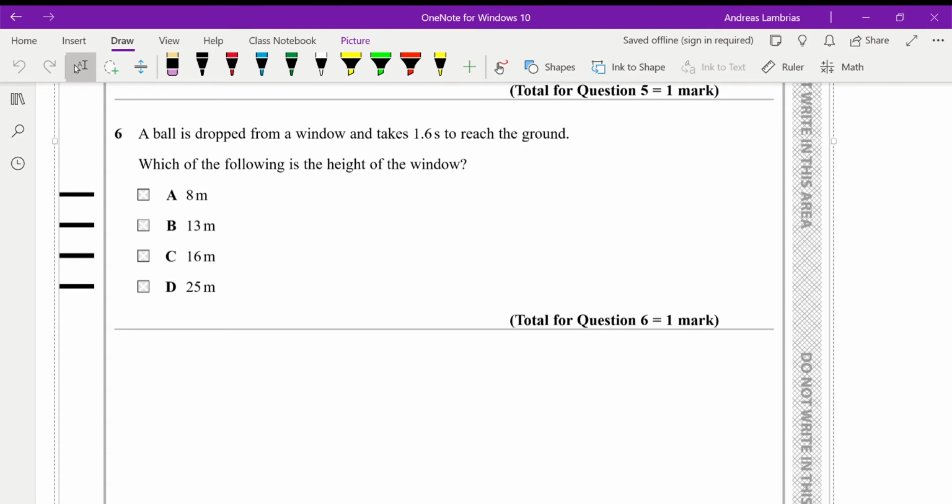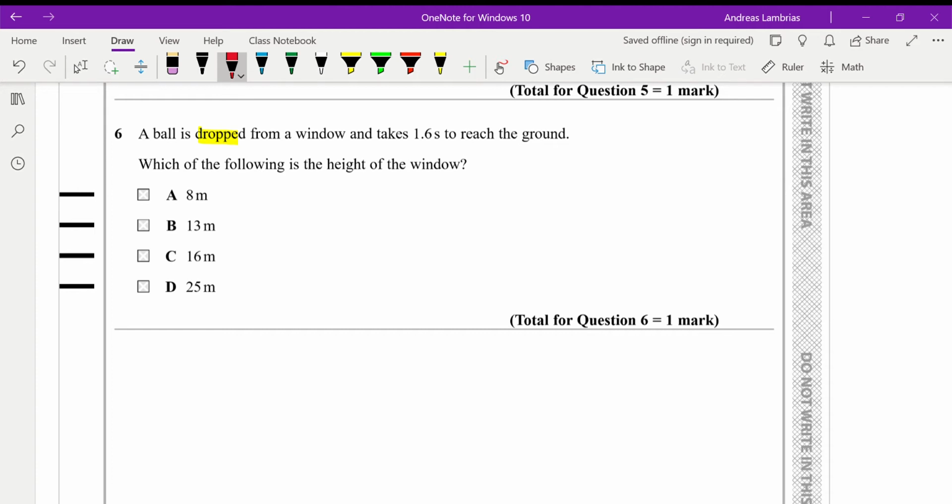Okay, so question 6. A ball is dropped from a window and takes 1.6 seconds to reach the ground. So first we need to identify what kind of motion that is. It's a ball that is dropped and it's moving vertically down. So it's accelerating, with starting velocity 0 as it's dropped. It's not thrown, it's just dropped. So we need to find the height, right? Height means it's the displacement.